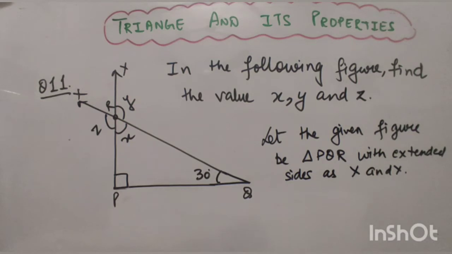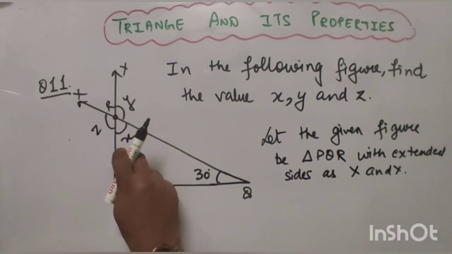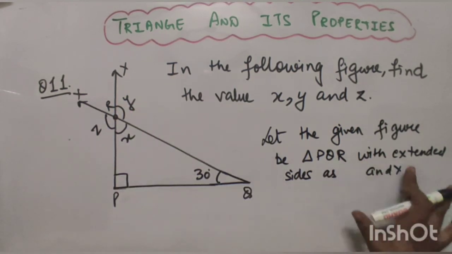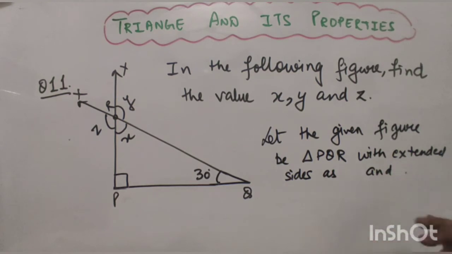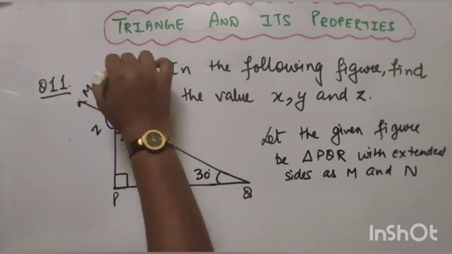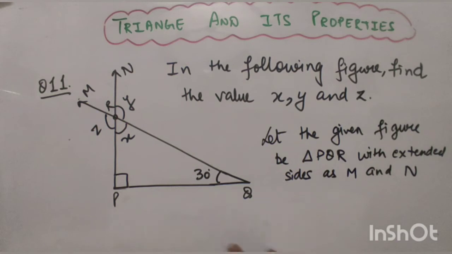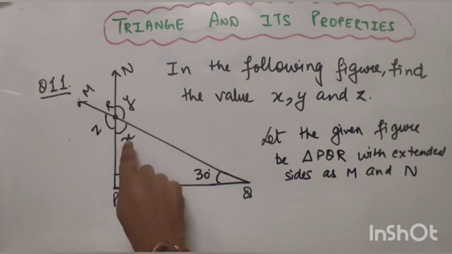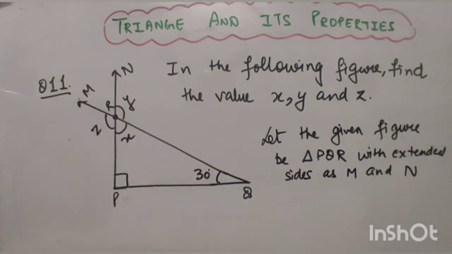Okay, but one thing that we have to consider, the name that we are using should not be already in the figure, right? And as you can see, I have taken x and y, which are already present here in small letters. So I am going to change the names to anything like M and N. So now I am going to give it the names M and N, right? So this is the ready figure for me. Now I am going to find out the value of x, y and z, right?